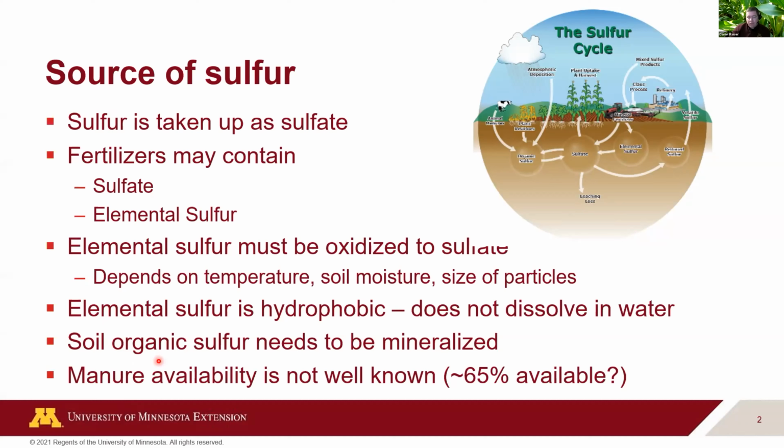Then organic sulfur mineralization, we know that's been an important process. Some of the older literature would say roughly 95% of our sulfur came from the organic matter. We've seen that become less and less though, and that's why we need sulfur more readily across the state. And then manure availability right now is not well known, but we'd assume about 65% availability. Although we know that different animal species can vary in terms of what forms of sulfur are there, which may be more difficult to release or become available for a crop within a given year.